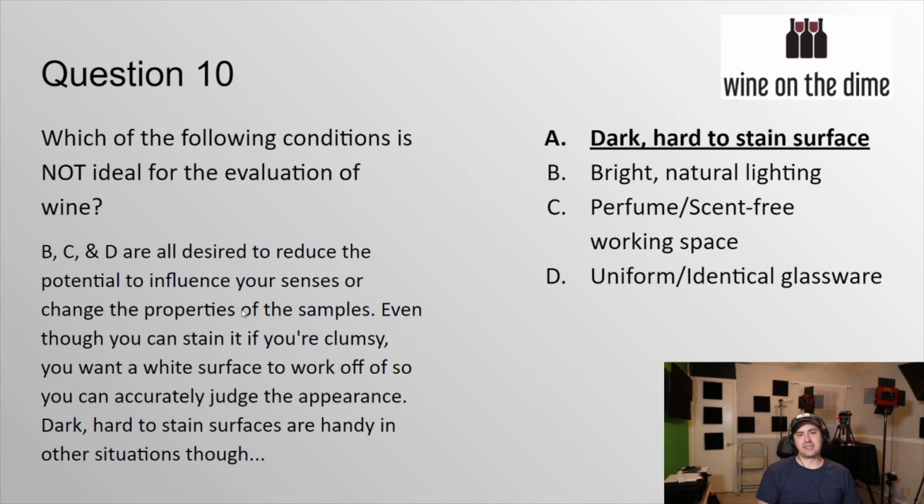As for a dark, hard to stain surface, that's not a bad thing to have. I actually have that black tablecloth back there, but if you notice in my videos, I use a white piece of paper. So I do have that white background. The white background will allow you to see true color contrast on the wine. If you're using a dark background, you're not going to see that. So you want a white working space when you're evaluating color, but if the rest of the tablecloth is black, that's fine as long as you have something that's a nice pure white to bounce that color off of.